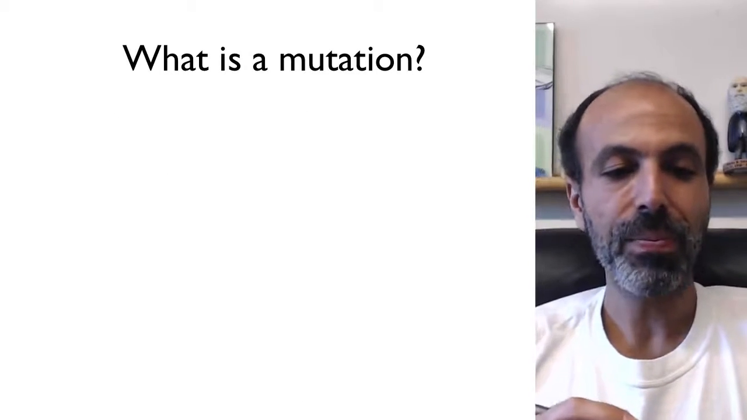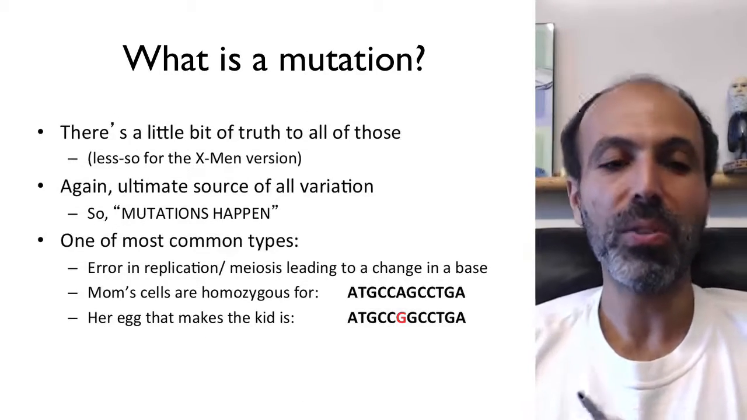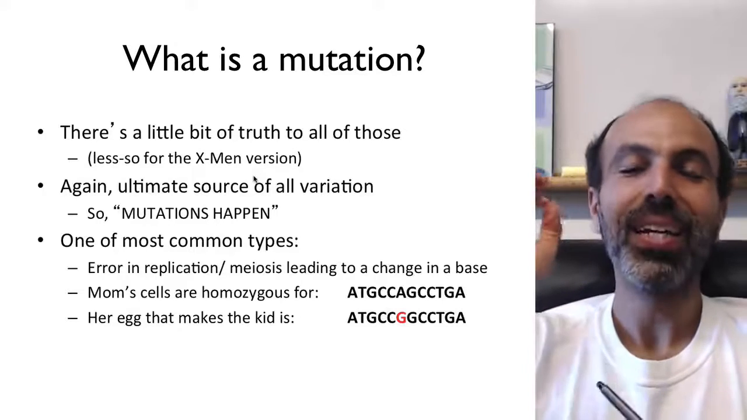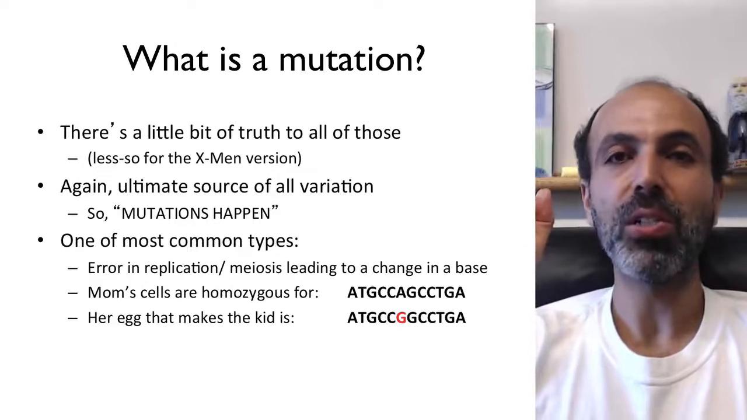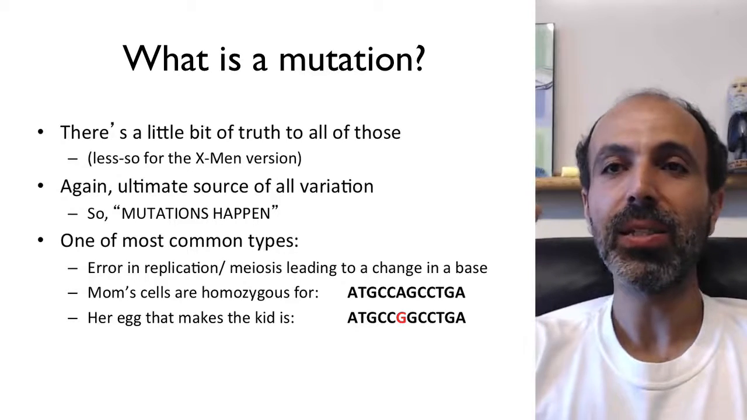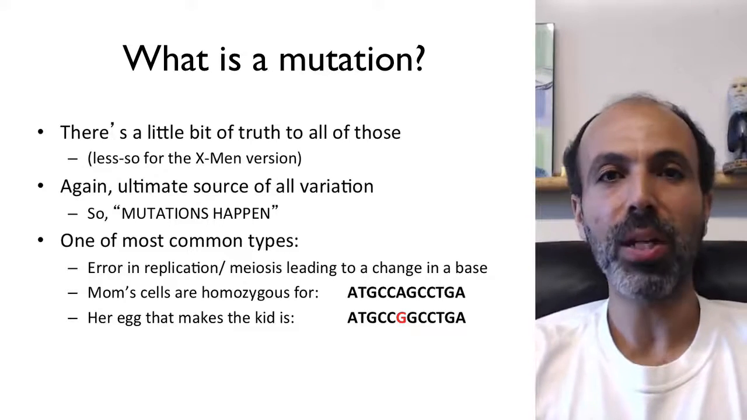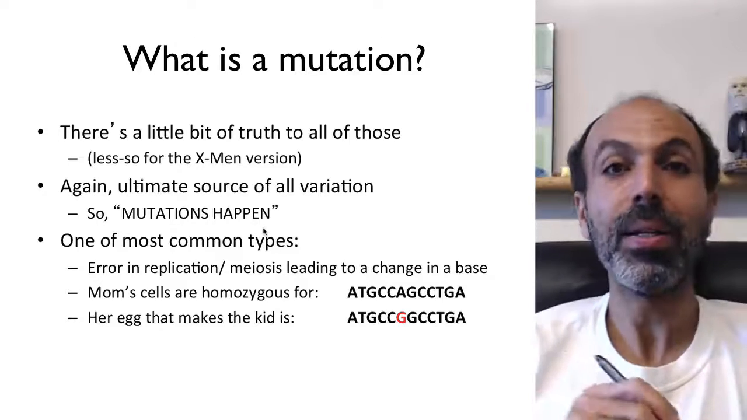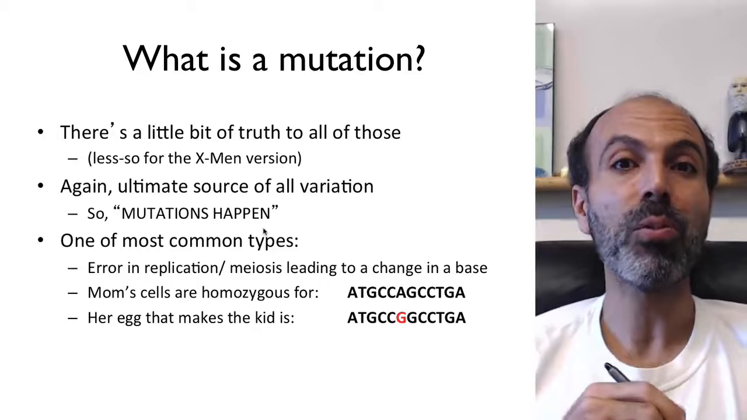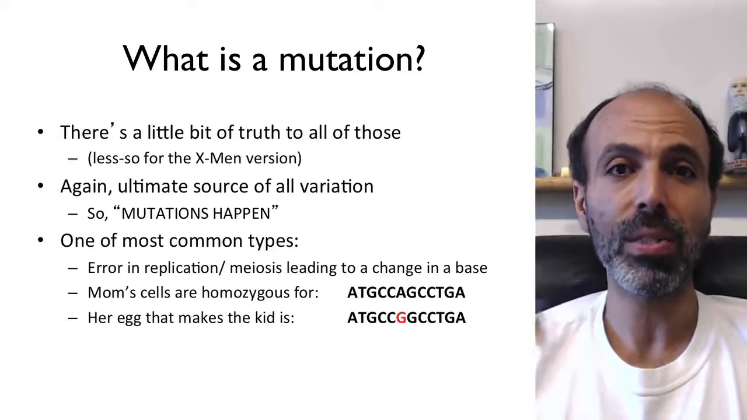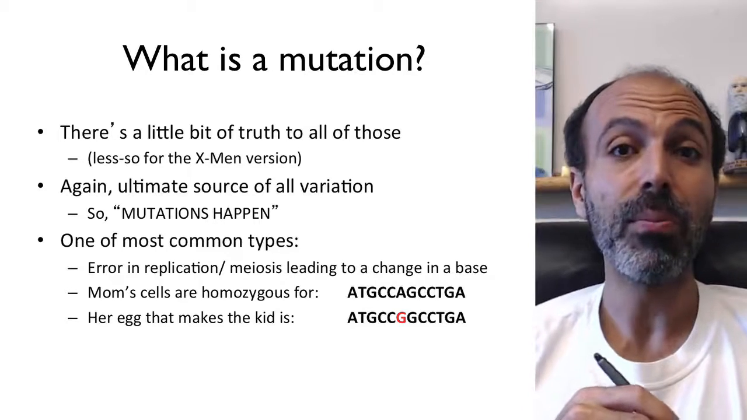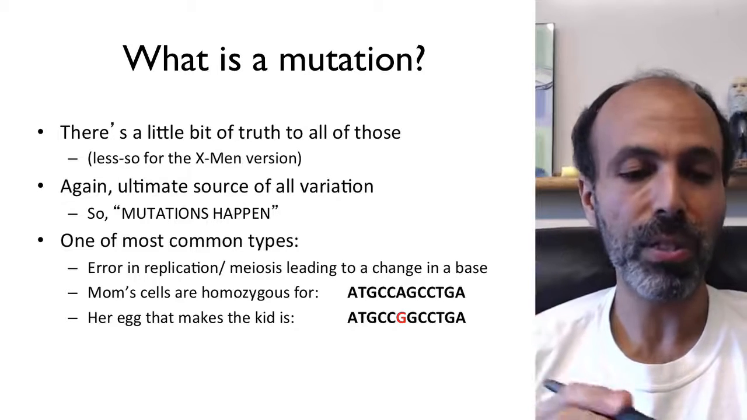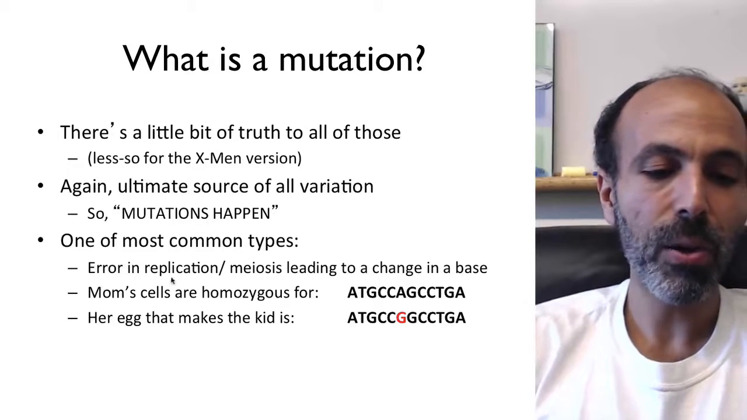Now, honestly, there's a little bit of truth to all those definitions, though less so for obviously the X-Men version. But again, the ultimate source of all variation is mutation. It is any sort of change in the genetic code. Okay? So you can think of it this way, that mutations happen, and they happen a lot. They happen far more frequently than you may guess, and you'll see in a subsequent video we'll talk about mutation rates.